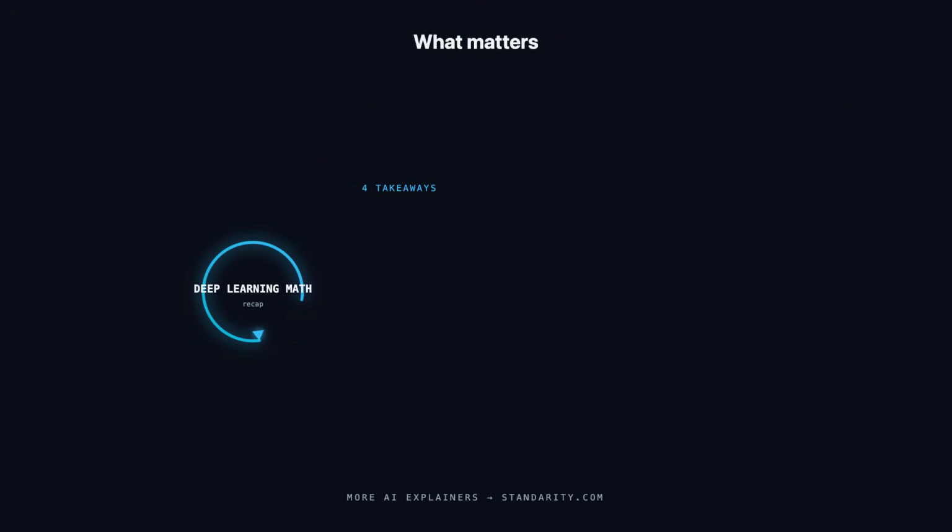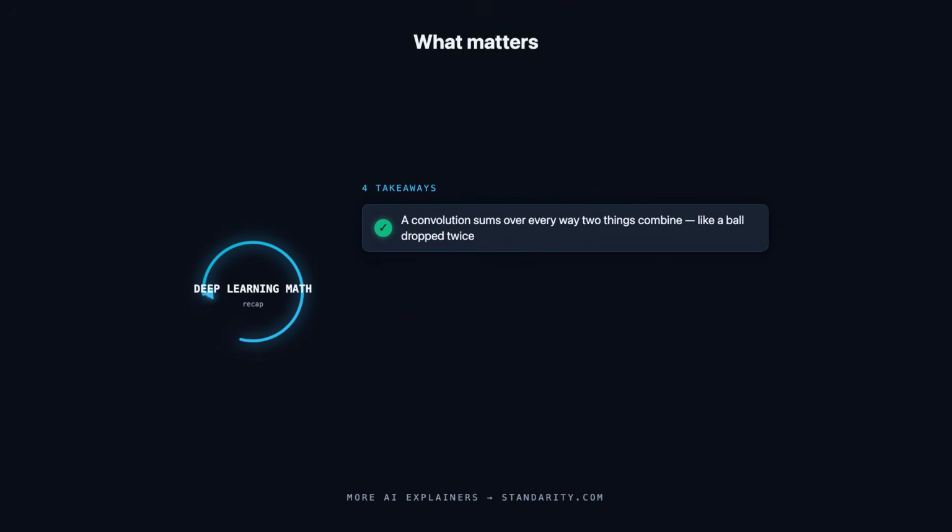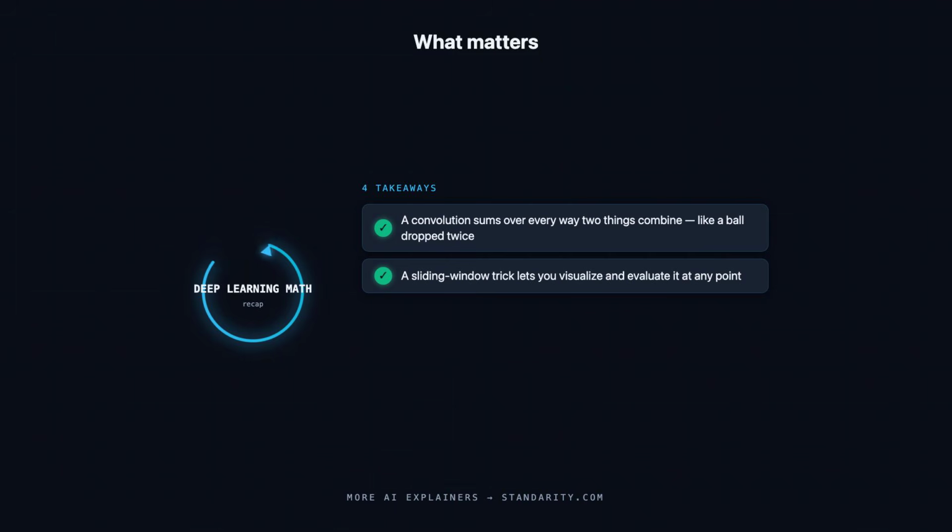Here's the short version. Big picture. A convolution sums over every way two things combine, like a ball dropped twice. Second, a sliding window trick lets you visualize and evaluate a convolution at any point.